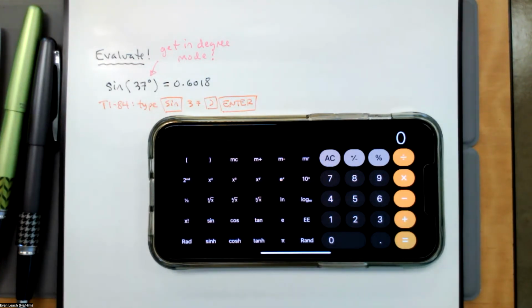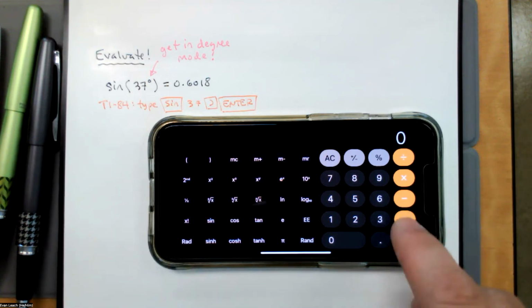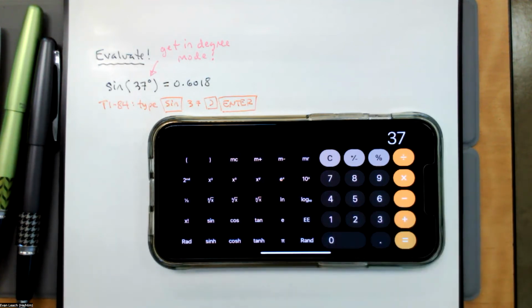This works differently. I don't want to press the sine button because on this style of calculator, pressing the sine button just takes the sine of whatever's on the display. And sine of 0 is 0, and it looks like nothing happened. So what we have to do is enter the angle first, 37, and then press sine. So phone style, angle, then sine.